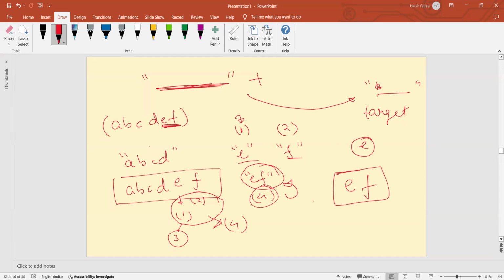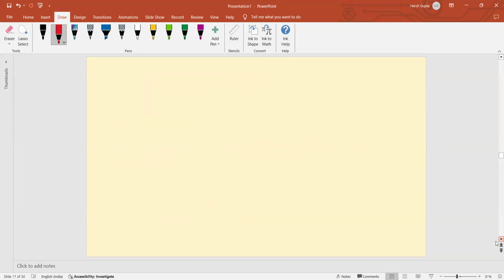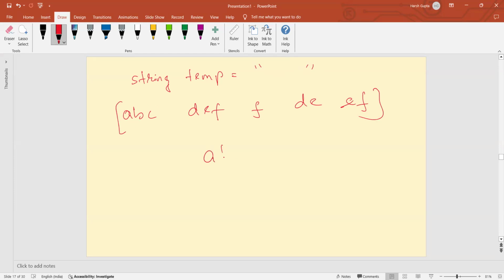Now, if you are thinking of directly applying DP, what I can do is maintain some string, initialized to empty. Every time I am adding something, let's suppose in my words array I have strings like A, B, C, D, E, F, F, D, E, E, F, and my target is A, B, D, E, F. My target is something like this.